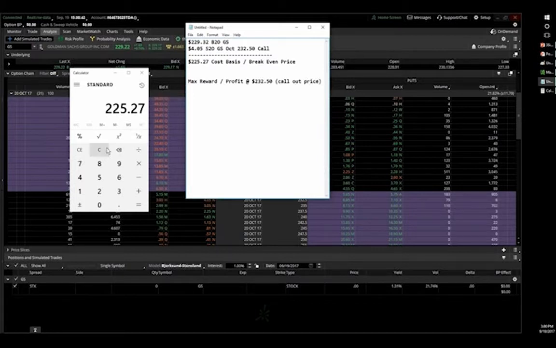So what would that max profit be? $232.50 minus $225.27, $7.23.